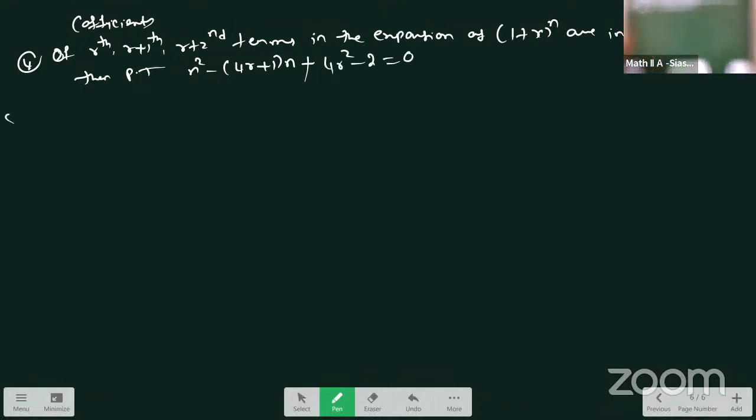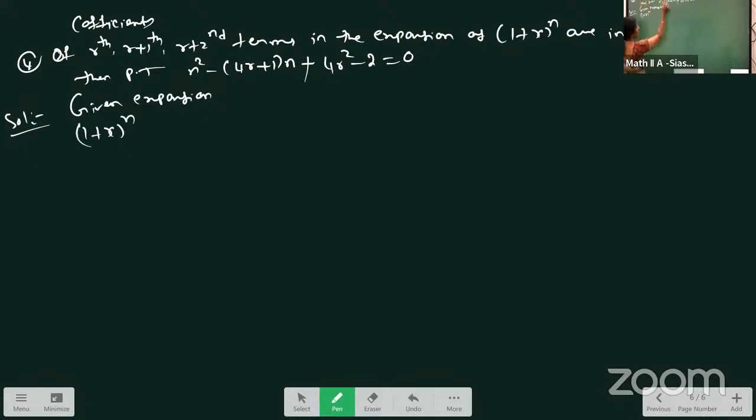So apply the same logic like before, the previous question. First take the given expansion. Solution goes like this. Given expansion (1 + x)^n. Whenever coefficients are given in the question, try to expand this. So (1 + x)^n can be expanded as nC0 + nC1 x + nC2 x^2 + nC3 x^3 + so on. As we discussed earlier, the x coefficient is nC1, the x^2 coefficient nC2, the x^3 coefficient nC3.